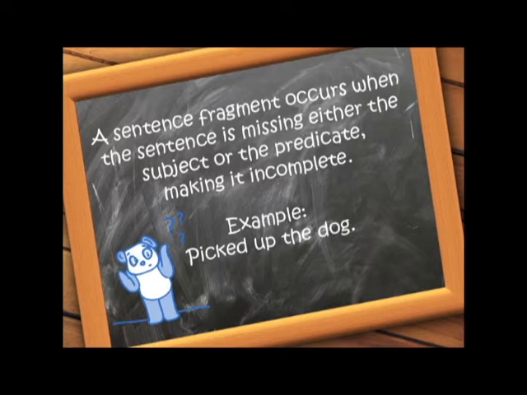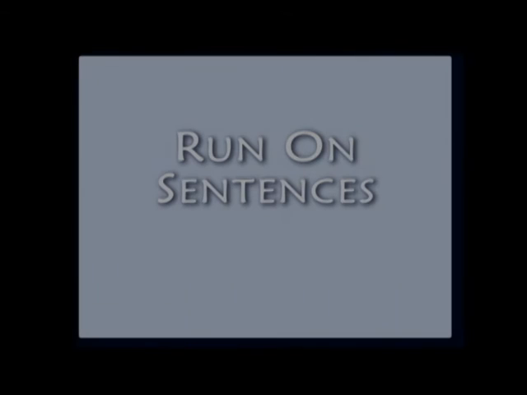In order to identify sentence fragments in your own writing, ask yourself, if someone read just that one sentence by itself, would it make sense to them? Or would they be missing important information to understand what the sentence is saying? We could fix this by saying, "Bob picked up the dog," or "she picked up the dog," or even "a unicorn picked up the dog." As long as we have a subject to go with the predicate, your sentence will be complete.